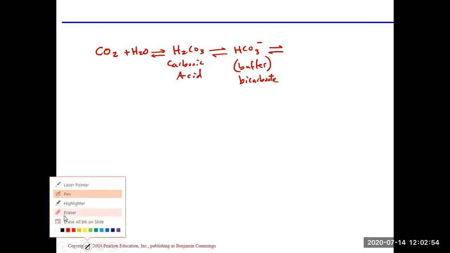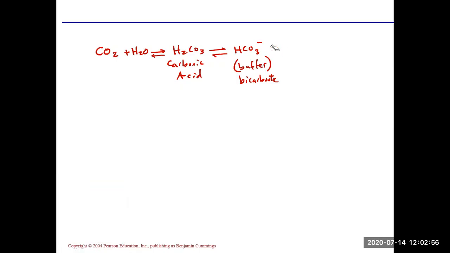And then what we also wanted to think about is the enzyme that can carry out this reaction, which happens to be carbonic anhydrase. I just put Ca in here and Ca in here. That means Ca is carbonic anhydrase, and carbonic anhydrase is an enzyme that can carry out this reaction.